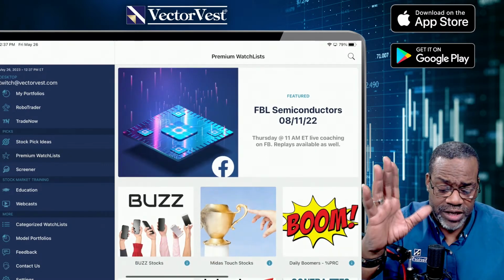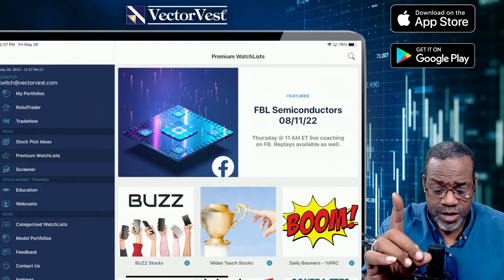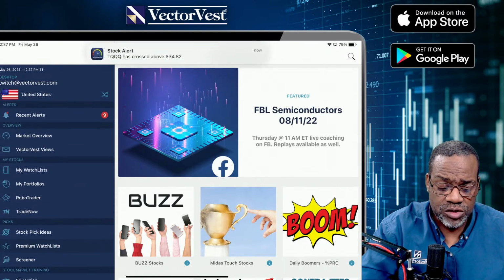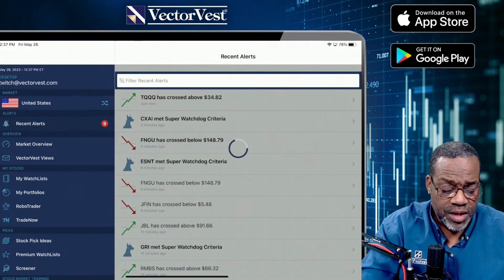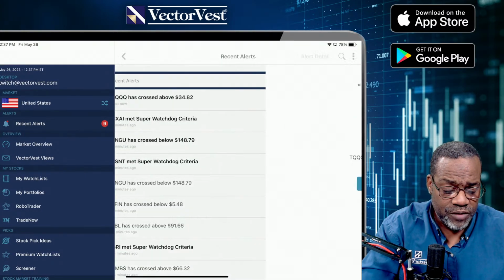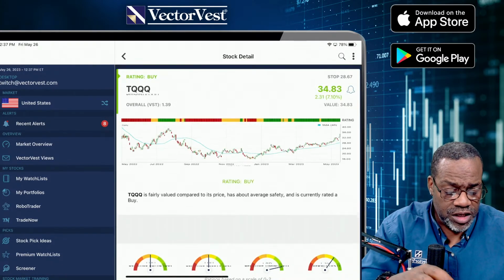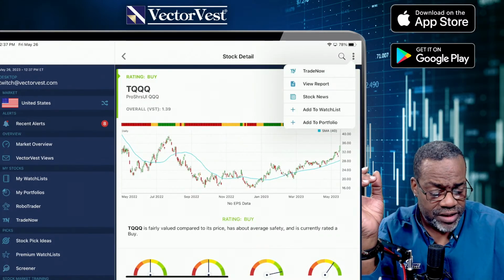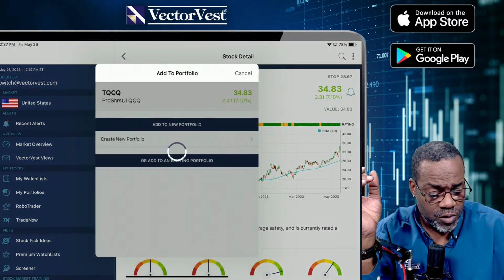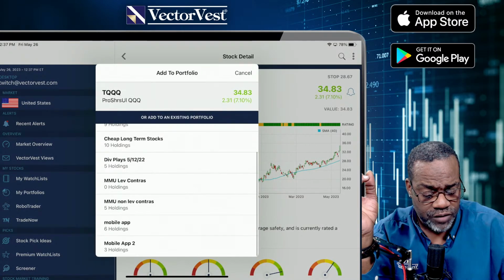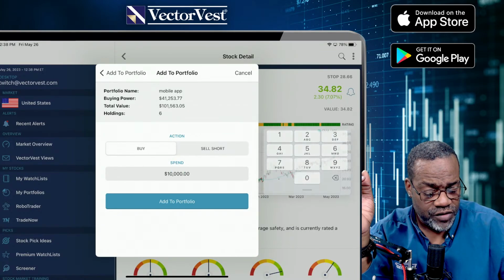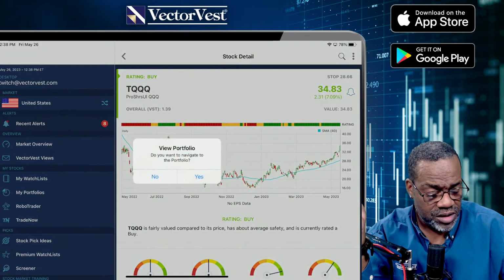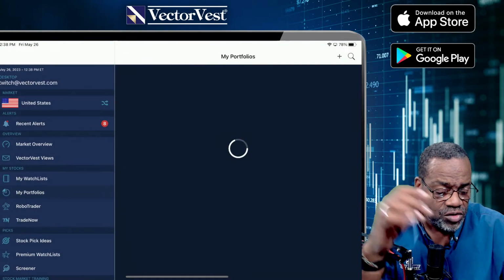All right. Based upon that, from being prepared and not scared, take advantage of what's going on in the market. TQQQ crossed above. There it is. Let's go take a look at that. I'm going to add that to my portfolio. Put that into my $100,000 portfolio, mobile apps. Spend 10. Add to portfolio. It calculates how many shares. How cool is that? Now TQQQ is in there.